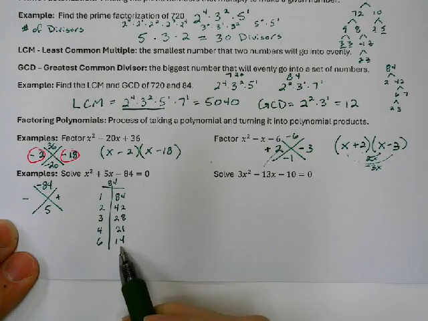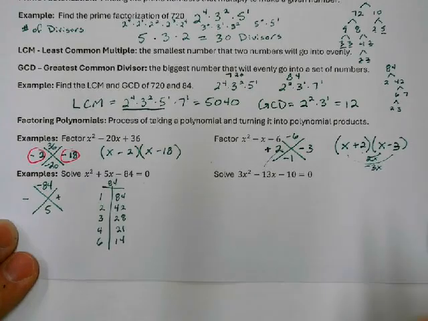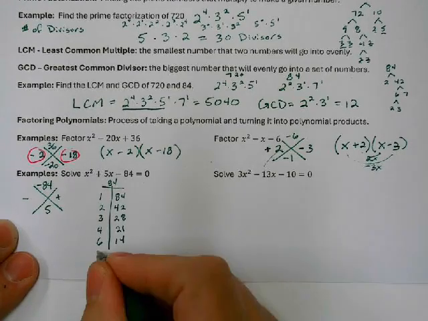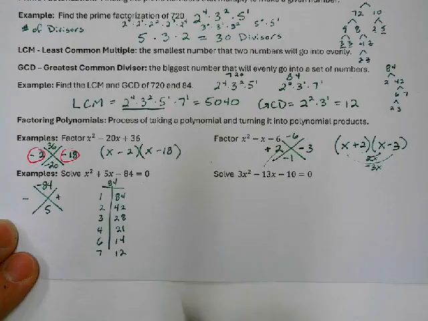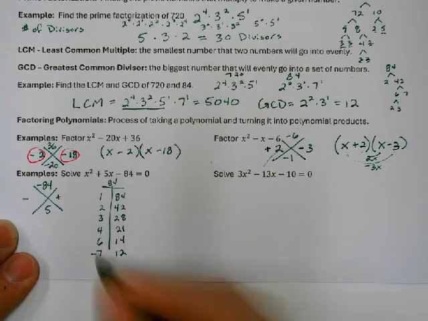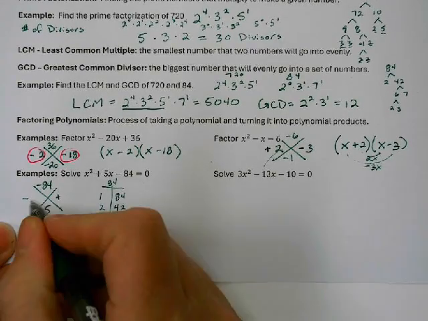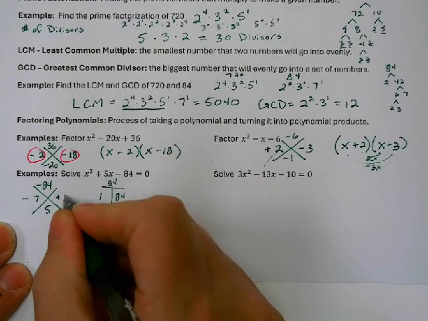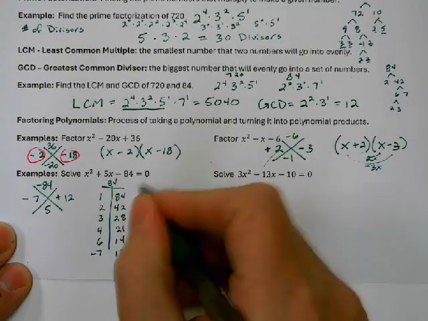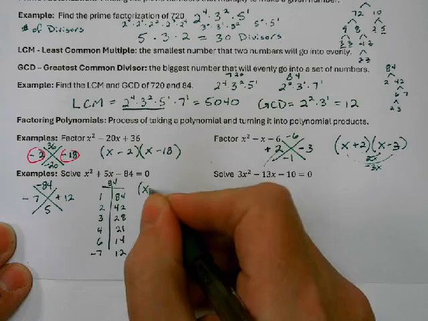Let's try the next one. Does 7 go in there? Yes, 7 goes in there 12 times, and we found our number. -7, +12, that equals 5. Awesome. So this becomes x minus 7 times x plus 12.